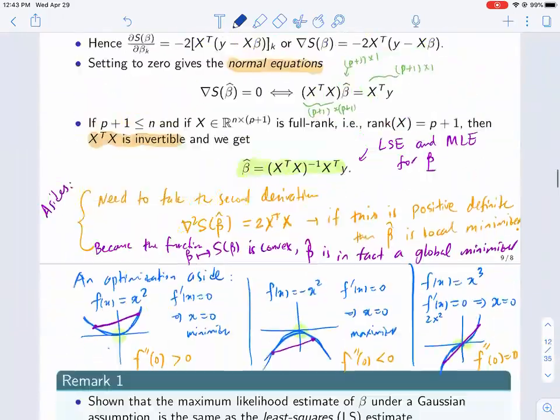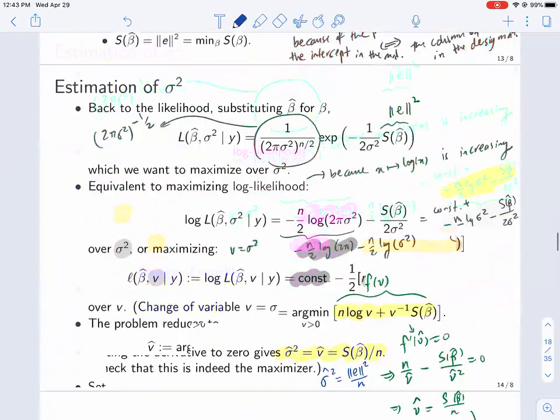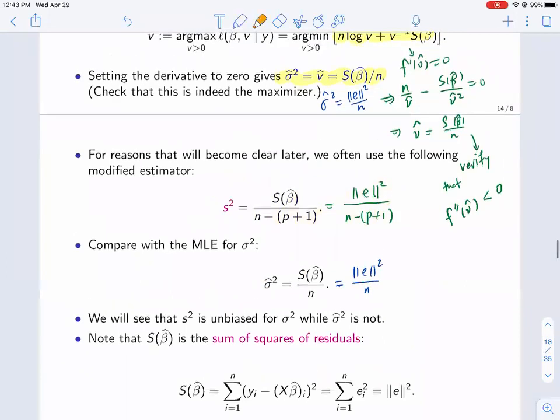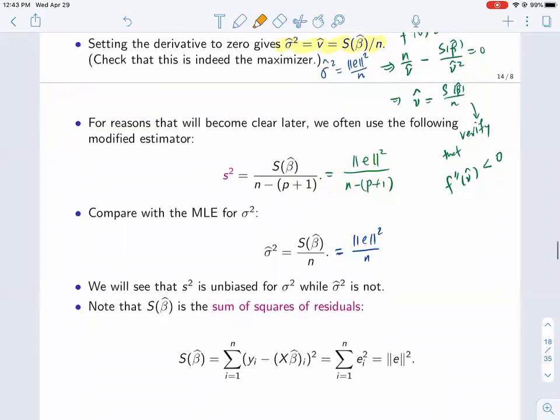So let's go back. What we ended up doing is that instead of actually using the MLE, which is this guy, I mentioned that we use this alternative estimator, which replaces n in the denominator with n minus p plus 1. The reason is, as we'll see, that I'm going to call this s squared, and probably most of you have seen this before. S squared is an estimate.